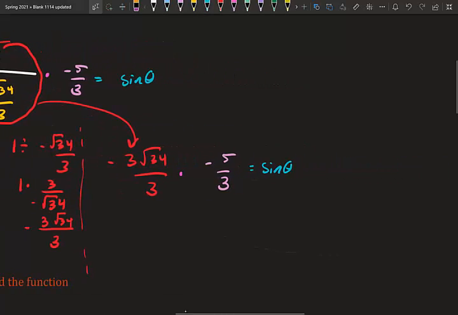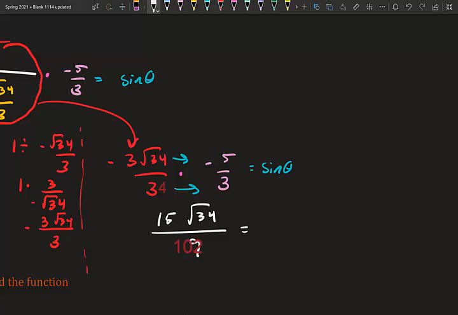We can simplify now, so multiply straight across. So we have negative 3 square root of 34 times negative 5, so that comes out to positive. So we have positive 15 square root of 34. 34 times 3 is 102, and that equals sine theta. We can simplify this a little bit more because we can simplify the 15 and 102, so divide by 3, so we're left with 5, and we're left with 34. So that means sine theta is 5 square root of 34 over 34.